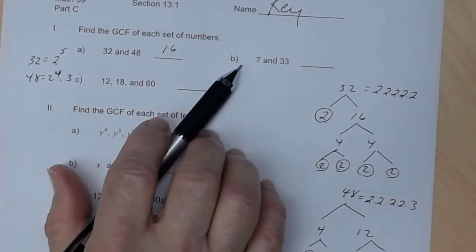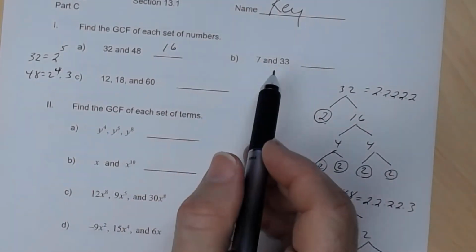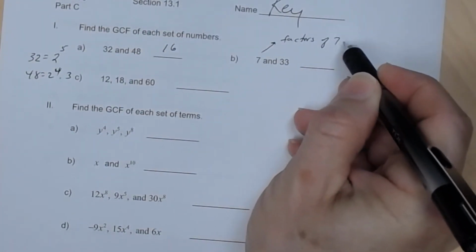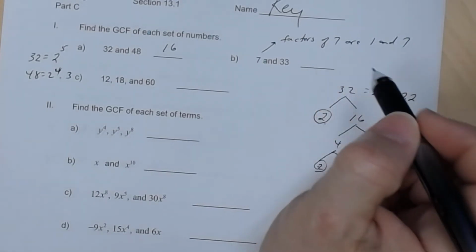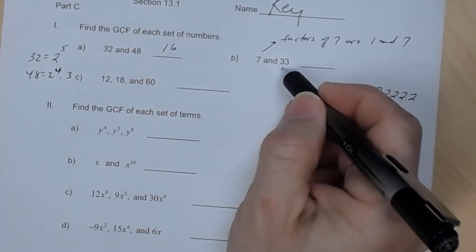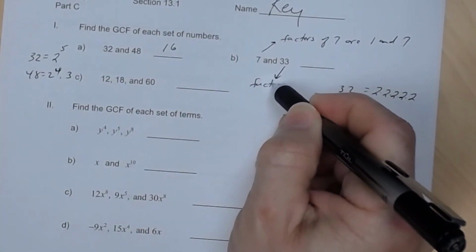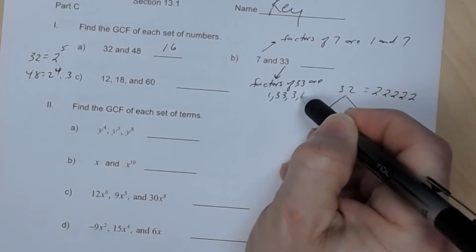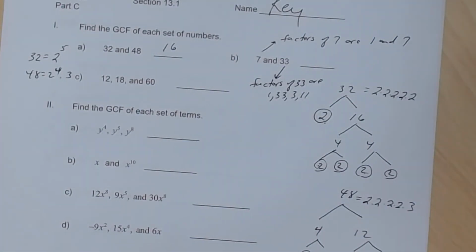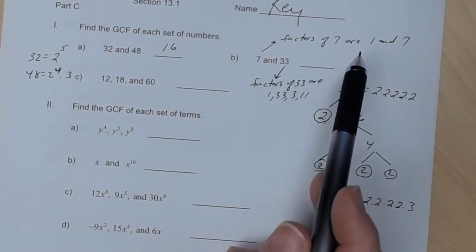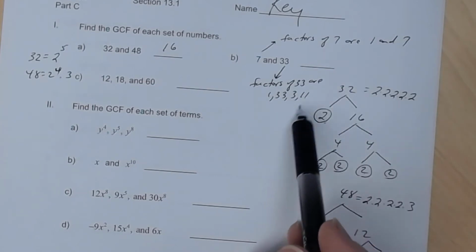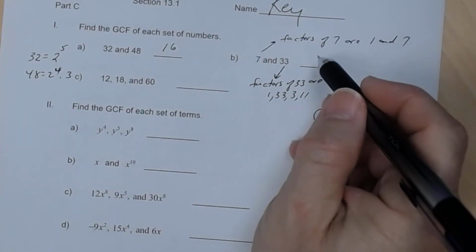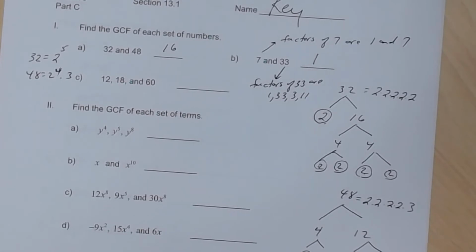Now if you look at B, you don't need a factor tree, because you know the factors of 7 are 1 and 7. And if you look at the factors of 33, they are 1, 3, 11, and 33. Those are the only factors of 33. Looking at 7 and 33, the only factor they have in common is 1, and that happens to be the largest common factor, the greatest common factor. So the GCF here is 1.